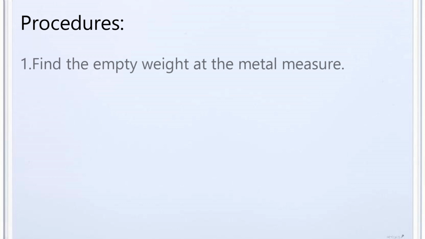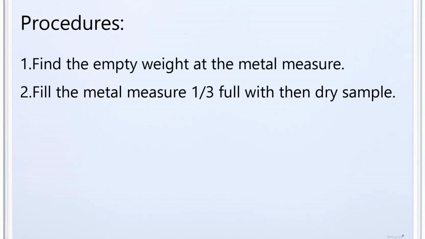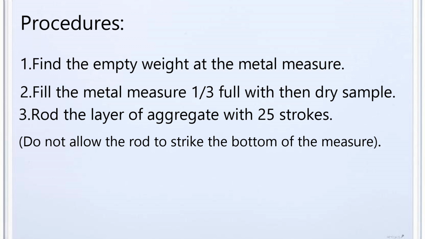Now, let us see the step-by-step procedures for this test. Find the empty weight of the metal measure. Next, fill the metal measure with a dry sample that is 1/3 full of the volume of the measure. Then, rod the layer of aggregates with 25 strokes. Remember to not allow the rod to strike the bottom of the measure.